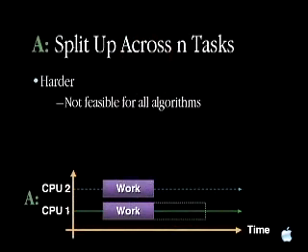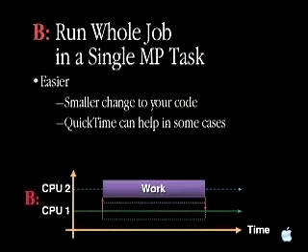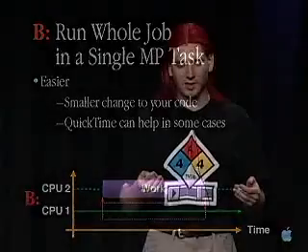The trouble is it's harder. And it's not something that you can easily do with all algorithms. Sometimes step 1 has to be done before step 2, and step 2 has to be done before step 3. And so you can't do step 1, 2, and 3 all at the same time. In those situations, you need to take a step back, reevaluate how you'd like to go, and maybe it's okay to run the entire job that you want to do in a single MP task asynchronously from what the rest of the application is doing.